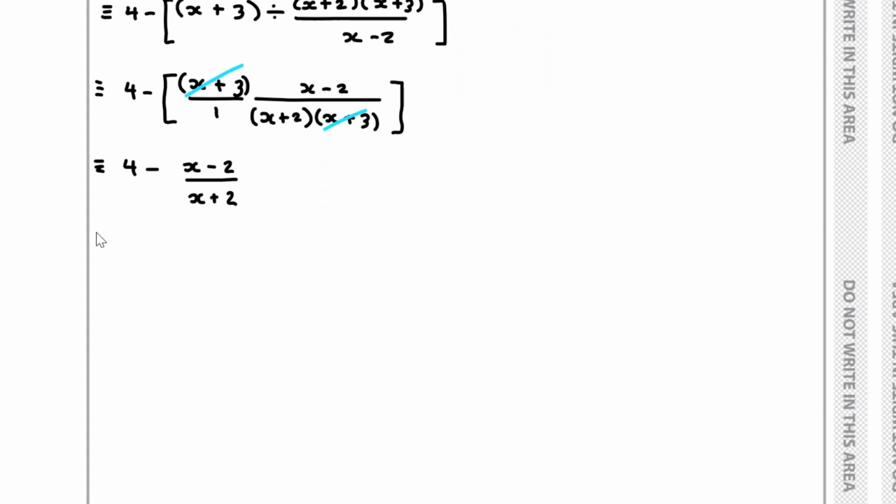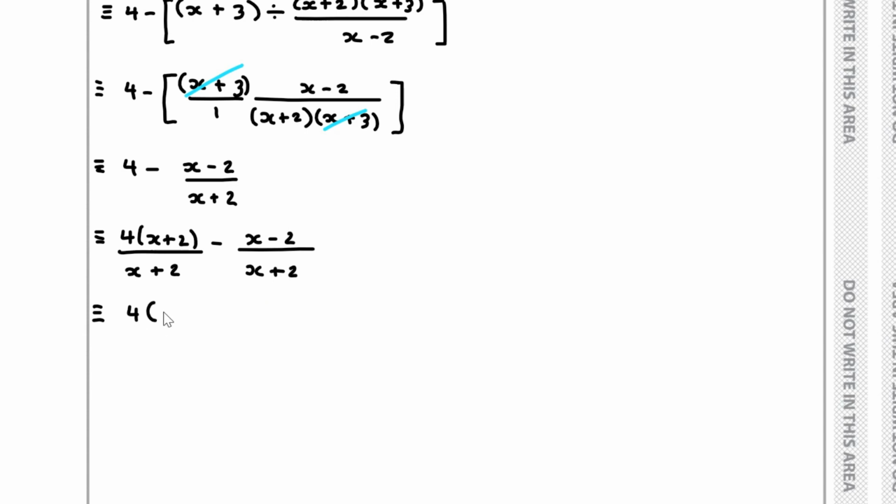So we can do this by rewriting the 4 so it has a denominator of x plus 2. And for us to have an x plus 2 on the bottom, we need an x plus 2 on the top. It's as though the x plus 2 on the top and bottom cancel out to give the 4. And then of course we're going to subtract off x minus 2 over x plus 2. Now because we have a common denominator here, we can combine the fractions.